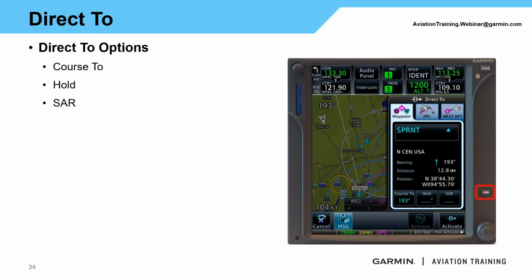All right, so down at the bottom, I have the course to hold, and if I purchase the search and rescue option, then that would be there as well. So I can go direct to, I can do a direct to hold. The different limitation here on the GTN, it doesn't have the direct to VNAV like the G1000 had, so I would just go direct to, and then on my flight plan page, put the VNAV information in there.